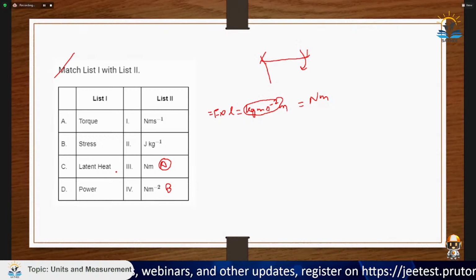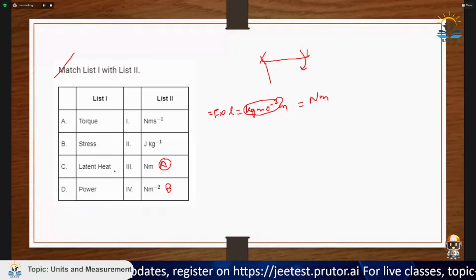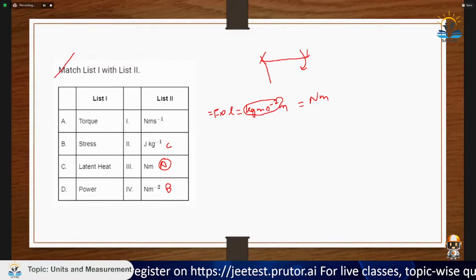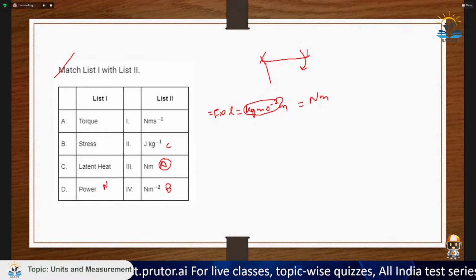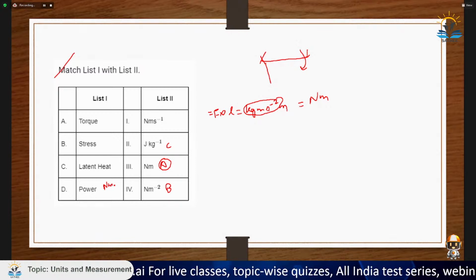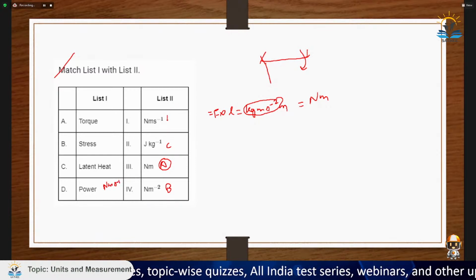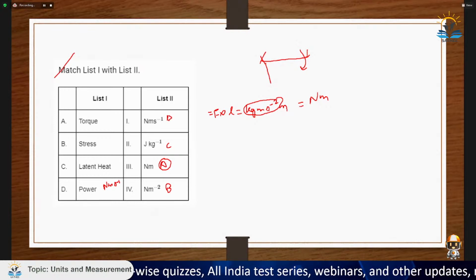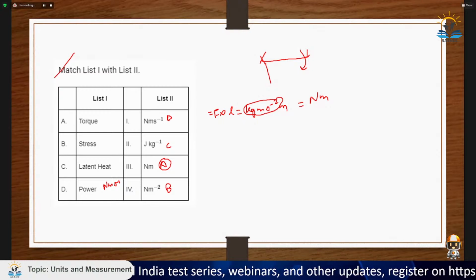Then latent heat, heat is nothing but heat only. So heat is measured in joules, and since it is latent heat, it is per unit mass. So it would be joule per kg. So it would be C1, and power is nothing but energy upon time. Energy is nothing but force into length. So force into length is Newton meter, and you will divide it by time. So it would be Newton meter second inverse. So this is your D part. Okay. So by using simple observations of these quantities, you can easily match list 1 with list 2.